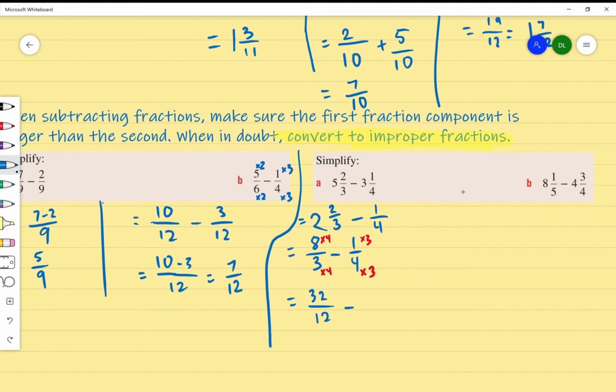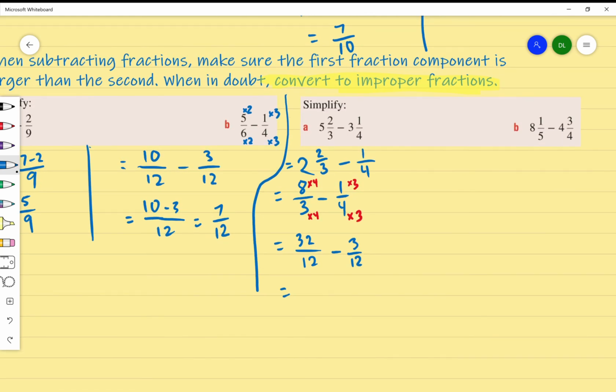Take away 3 times 1 is 3, over 4 times 3 is 12. And I end up with 32 over 12, take away 3 over 12. In other words, 32 take away 3, all over 12. And that gives me 29 over 12. Now, once again, that's not a mixed number.